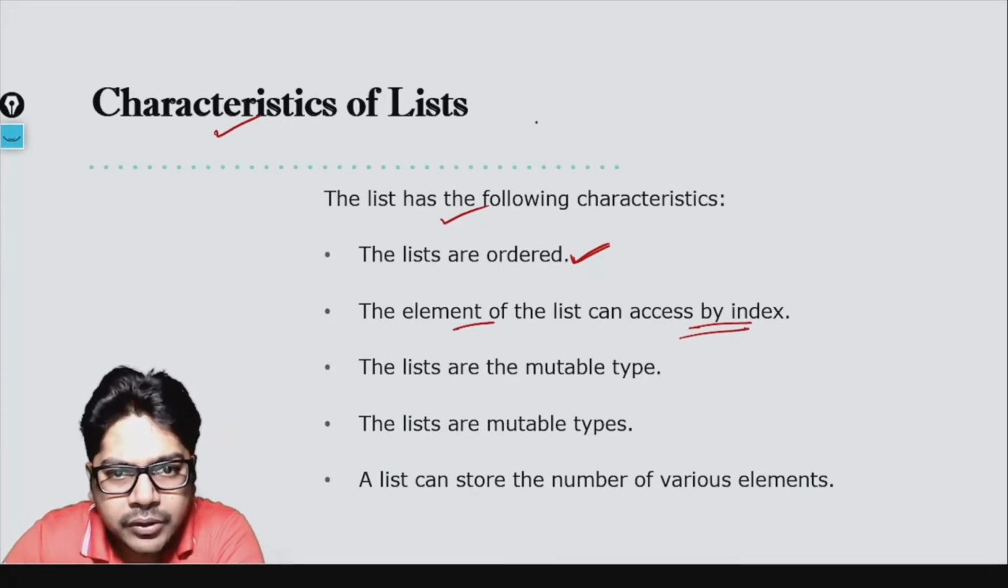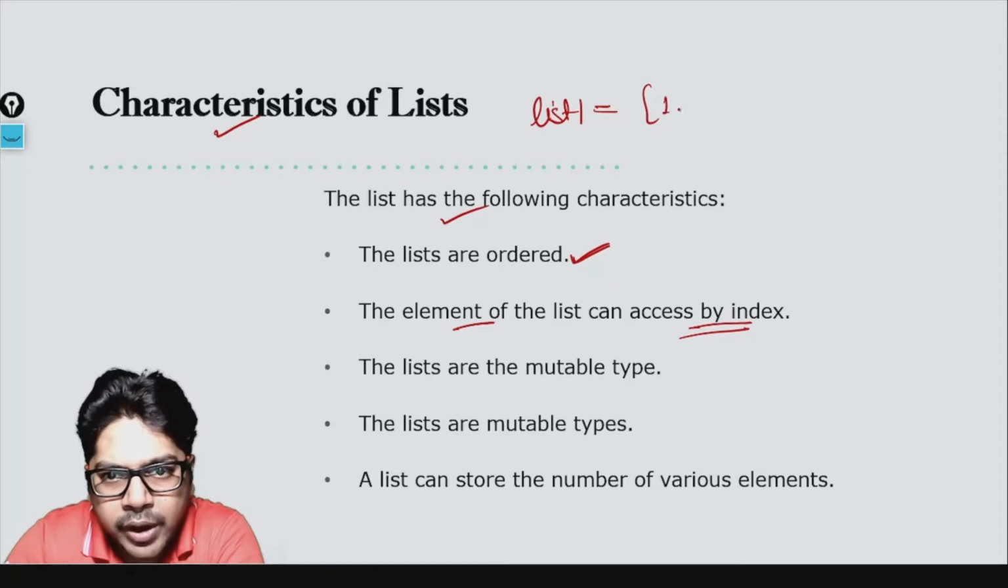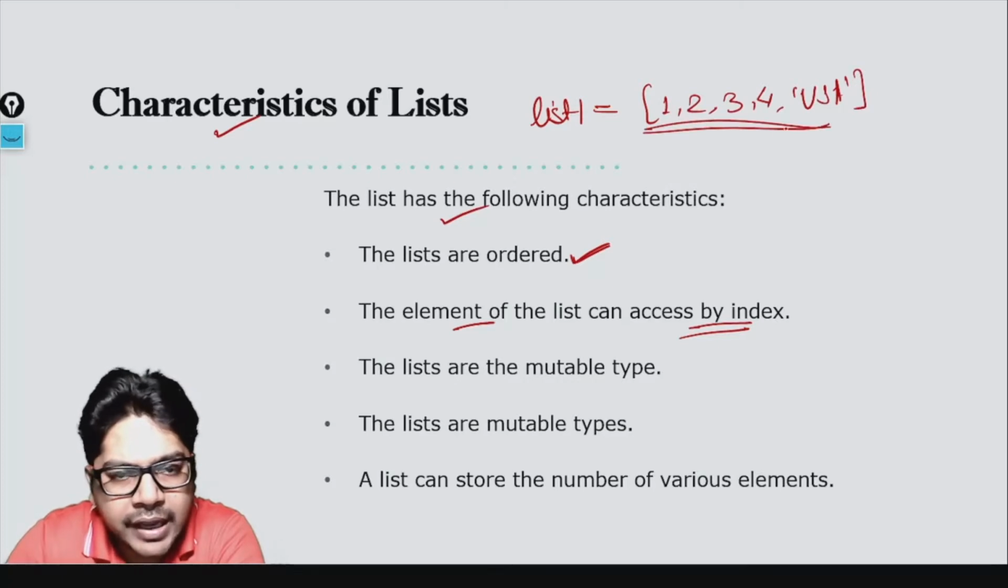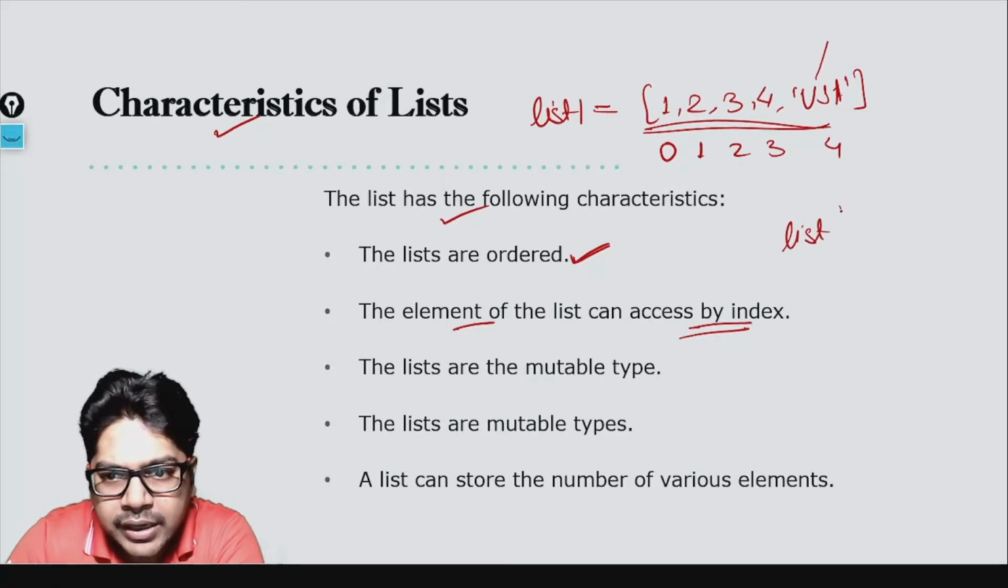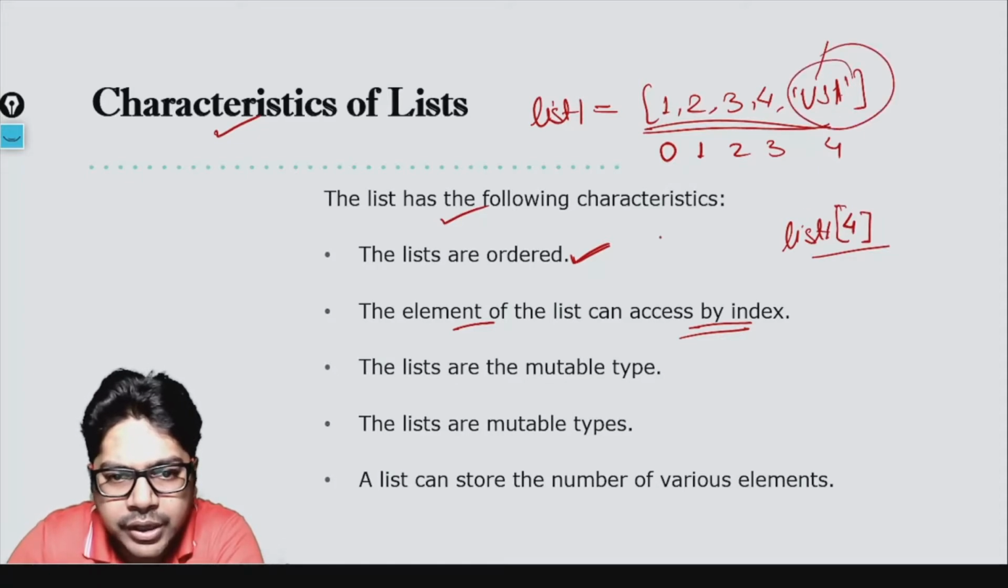Index means what? So let's suppose you are creating a list1 equal to 1, 2, 3, 4 and then USA. Okay, so it has an index, just like an array they have an index, right? So the first index always starts with 0, then 1, then 2, then 3, then 4. So if I want to access USA, what I should do is write list1, and then in the square bracket I should give the index, list1[4]. So it is going to give me what? It is going to give me USA.